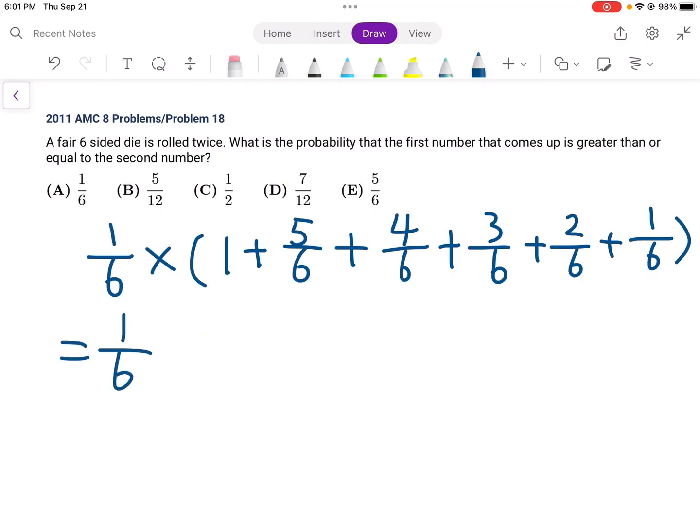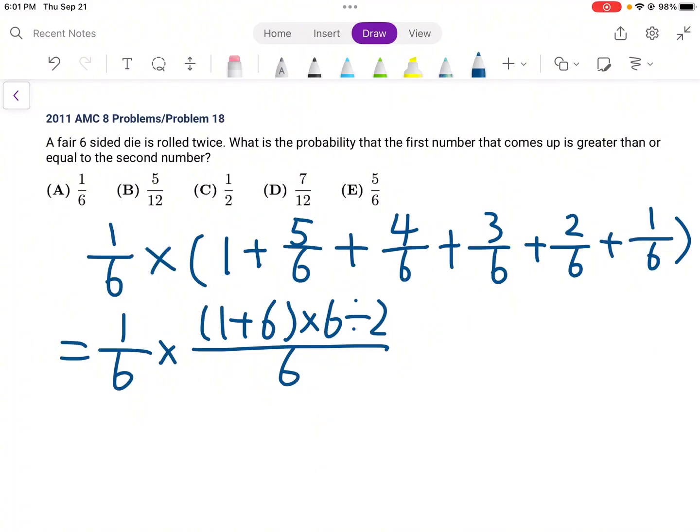It's 1/6 multiplied by 6 in the denominator, and the upper side is 6 plus 5 plus 4 plus 3 plus 2 plus 1, and that equals 6 multiplied by (1 plus 6) divided by 2. And we cancel the 6 out, we get 7/12. The answer is D.